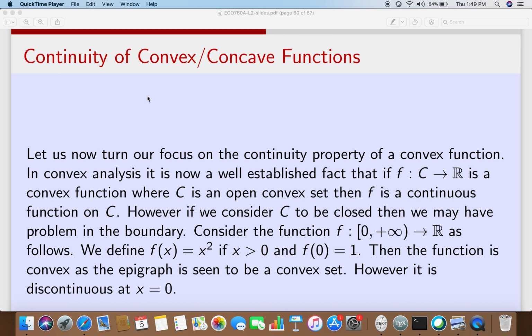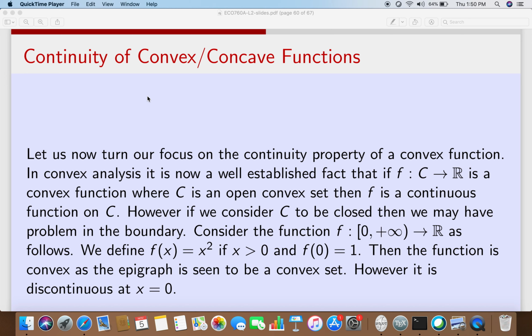Dear students, we are going to talk about continuity of convex/concave functions, and this is an important topic. Convex functions have this beautiful property that if you take a convex function defined over an open convex set to R, then that function is always continuous. This is amazing. Whenever you have an open set as a domain of a convex function, then it is always continuous. Hence, the same story would go for a concave function because one is just the negative of the other.